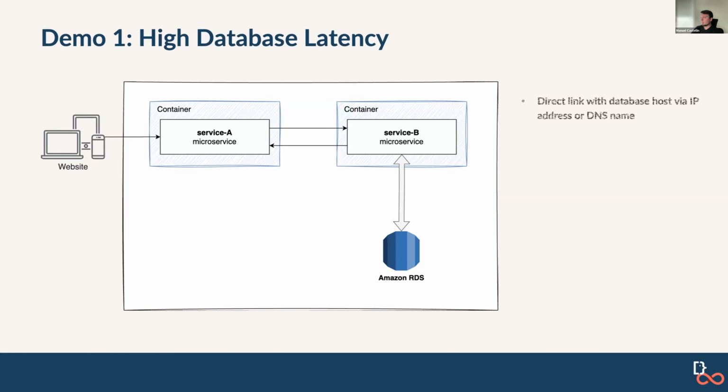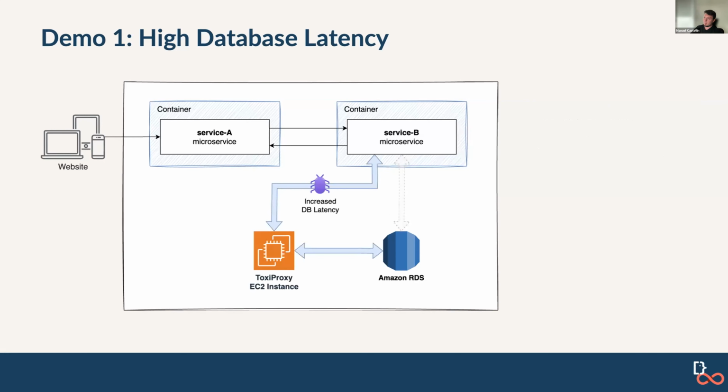This is the first example. Of course, we're looking at the service and the database, in this case, running on Amazon RDS. There's a direct link configured between service B and its database, via the IP address or the DNS name for the RDS cluster. And it doesn't allow any control on the network conditions, because we don't have any service mesh or any custom proxies or load balancers that help us do that.